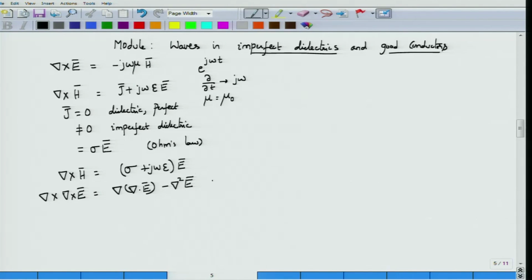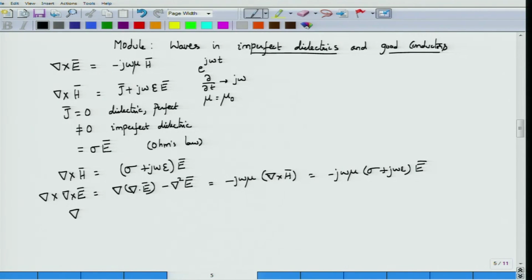Now as before we take curl of Faraday's law to obtain del of del dot E minus del square E equals minus j omega mu curl of H, but I already know what is curl of H. Curl of H is nothing but minus j omega mu into sigma plus j omega epsilon into electric field E.